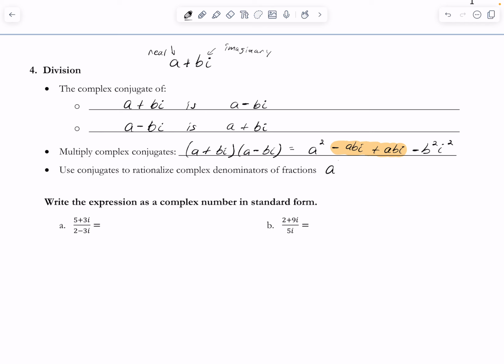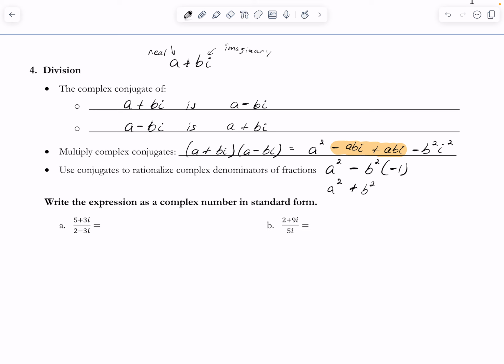And then this a squared is going to be a real number. But watch what happens with the b squared i squared. So b squared is just going to be a whole number. And then we said i squared is the same as -1. So again, this is a whole number, and that's going to be plus b squared. So the idea here is that when you multiply these conjugates, you basically get rid of the imaginary piece. All right, so no more letter i.